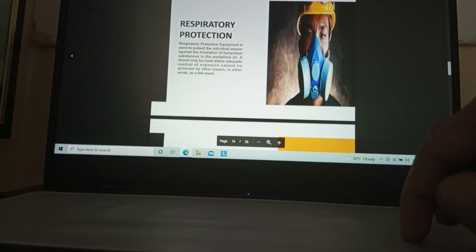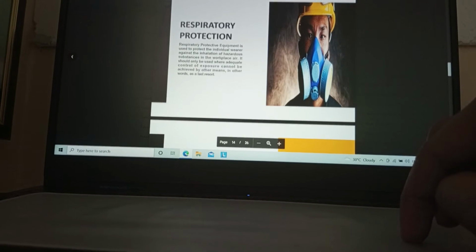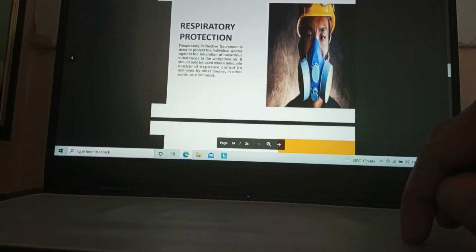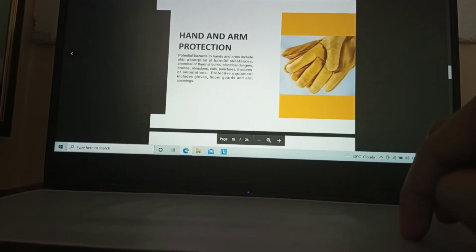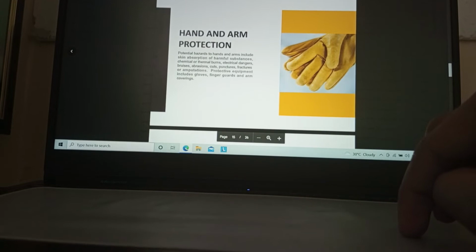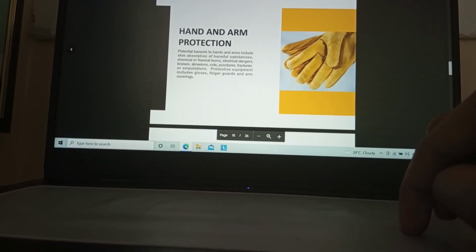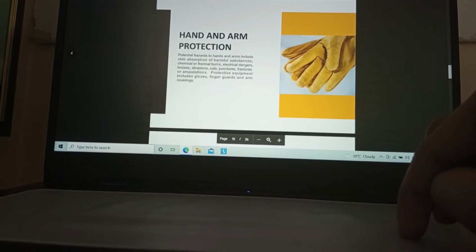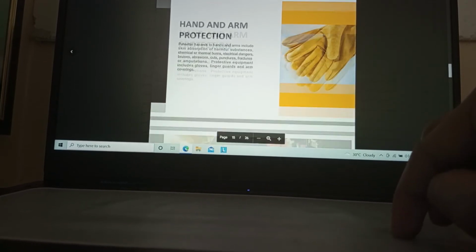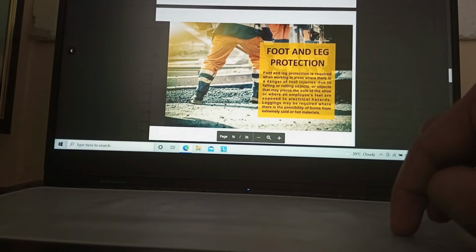Respiratory protection. Respiratory equipment is used to protect the individual wearer against the inhalation of hazardous substances in the workplace air. Hand and arm protection. Potential hazards to hands and arms include skin absorption of harmful substances, chemical and thermal burns, electrical danger, bruises, abrasions, cuts, puncture, fractures, or amputation.